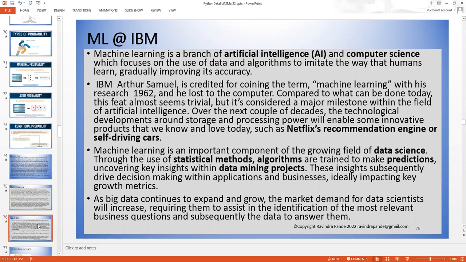So why is business using data science? To implement or to align its growth in a market, or to align its overall brand making, profitability making, the growth in a particular region and so on and so forth within their business application models. Now, as big data continues to expand and grow, the market demand for data scientists will increase, requiring them to assist in identification of the most relevant business questions and subsequently the data to answer them.